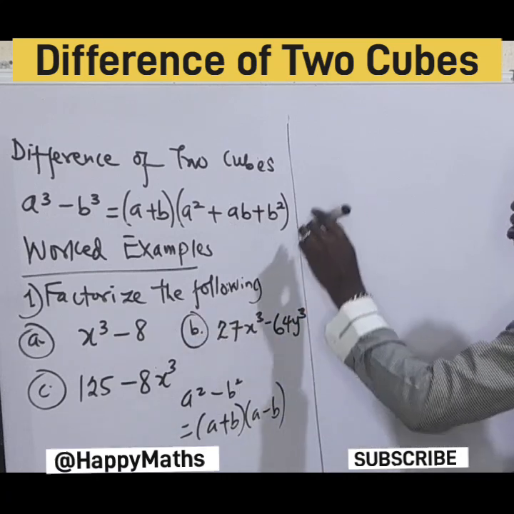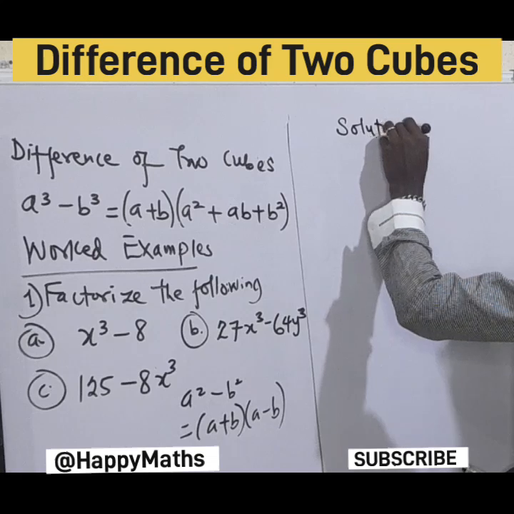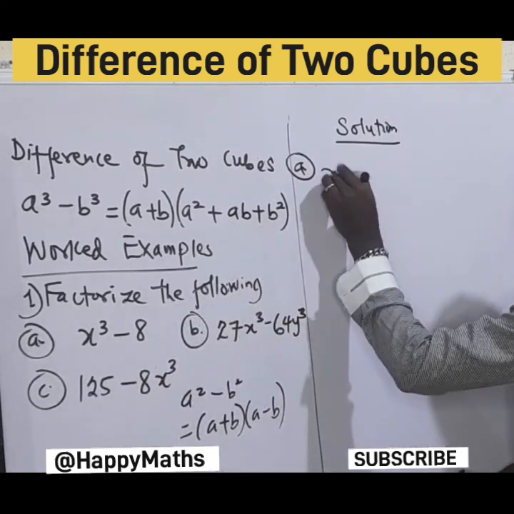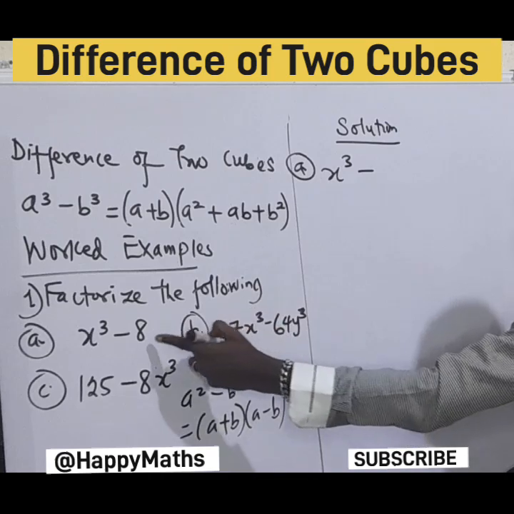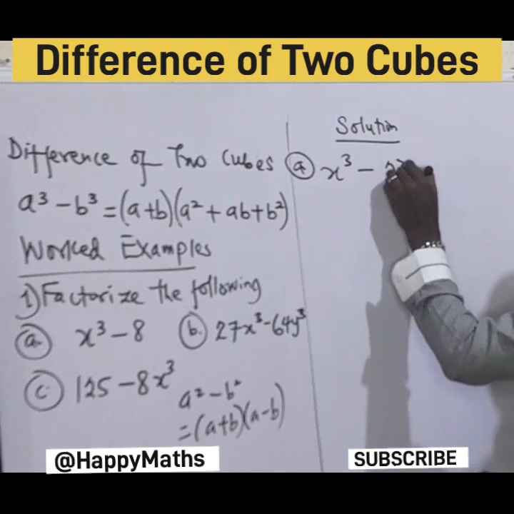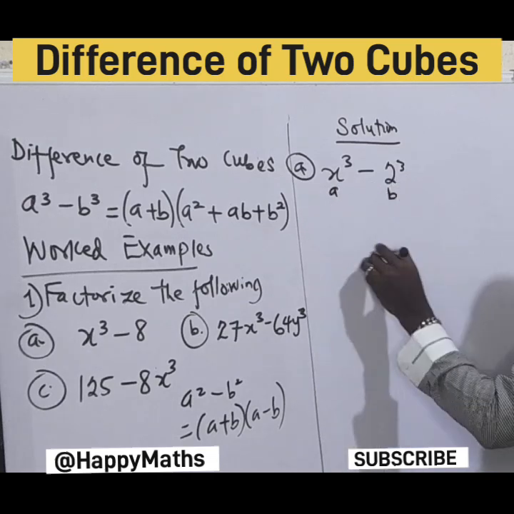This is quite tricky, but this is the solution. Now a, this is x cubed. 8 is 2 times 2, 4 times 2. This will give us 2 raised to the power 3. Now let's take x as a, 2 as b.